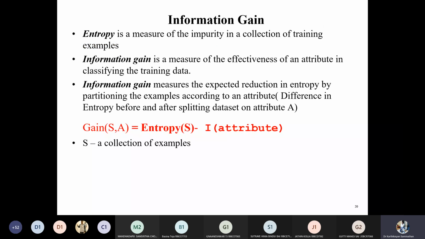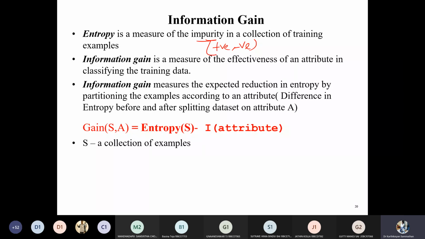Entropy is a measure of the impurity in a collection of training samples. That is what entropy is all about. Impurity, as I told you, means a data set with a mixture of different classes. That is why we are calculating entropy, because it has both positives and negatives. That is why we are calculating entropy values.